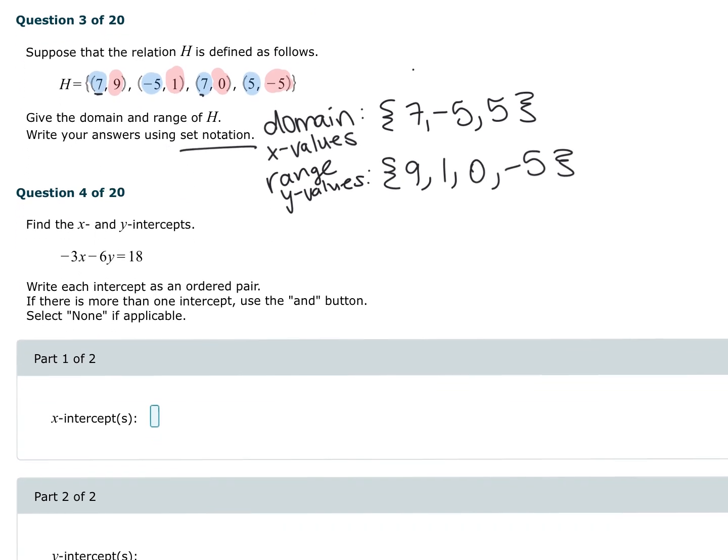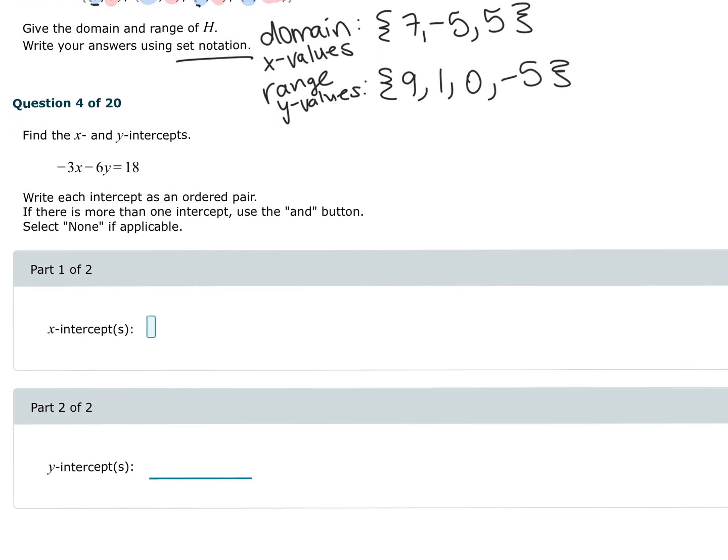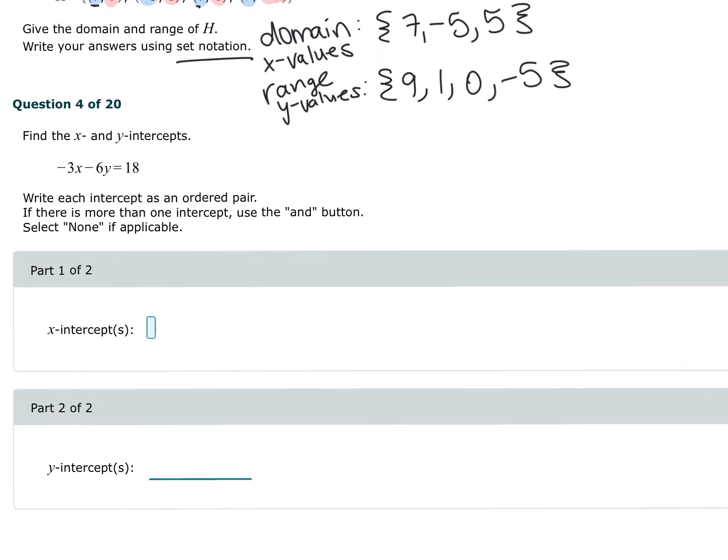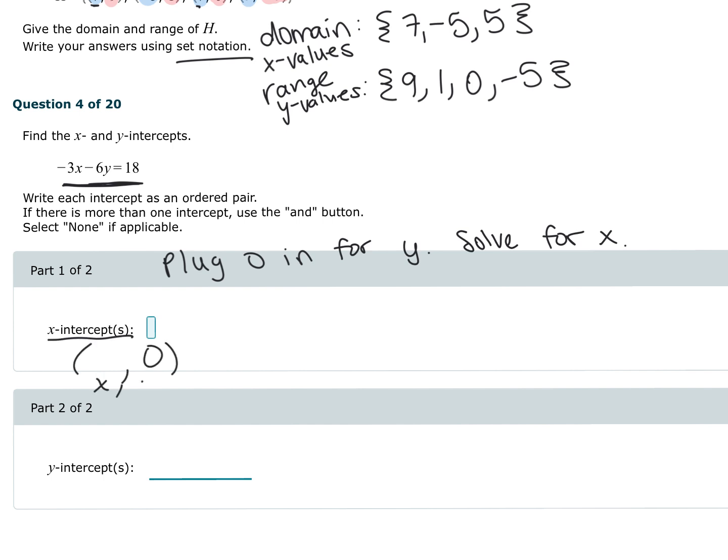Okay, number 4 says, find the x and y intercepts. Write each intercept as an ordered pair. If there's more than one, use the and button. Now we're finding the x and y intercepts, but this time we're given an equation. To find the x-intercepts, we plug 0 in for y, and we solve for x. Since we're plugging 0 in for y, we're going to have something comma 0, because it's always x comma y is our ordered pair.